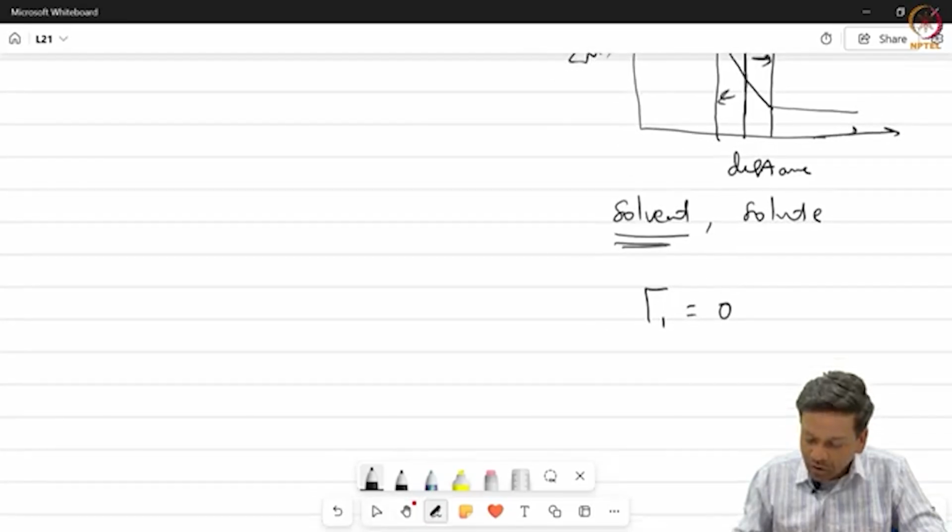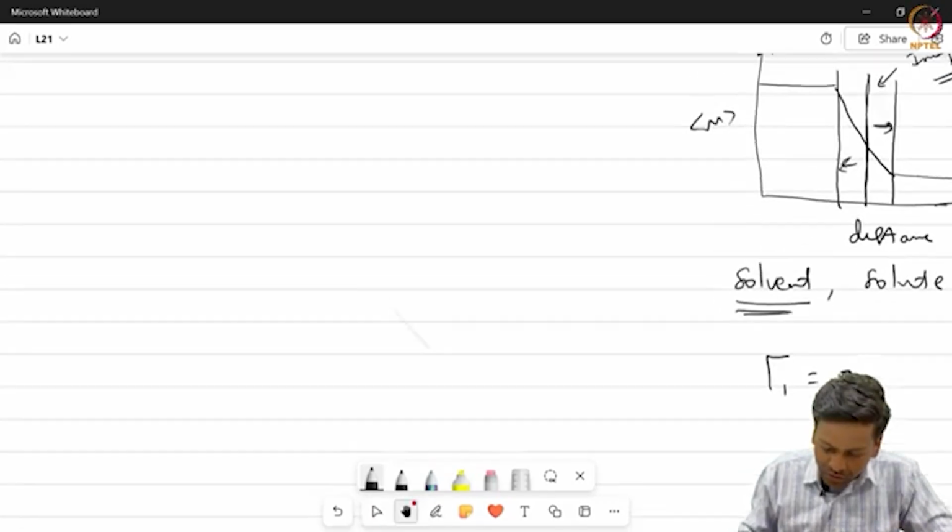Okay, so we are going to look at the Gibbs adsorption isotherm, and we will come back to this graph again, and see how we can make use of the Gibbs adsorption isotherm, at least for a binary mixture, to easily determine the surface excess, by knowing information such as surface tension and concentration, right.